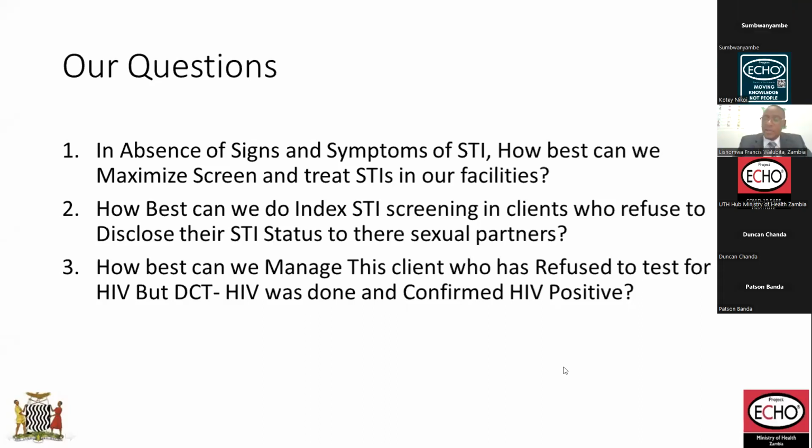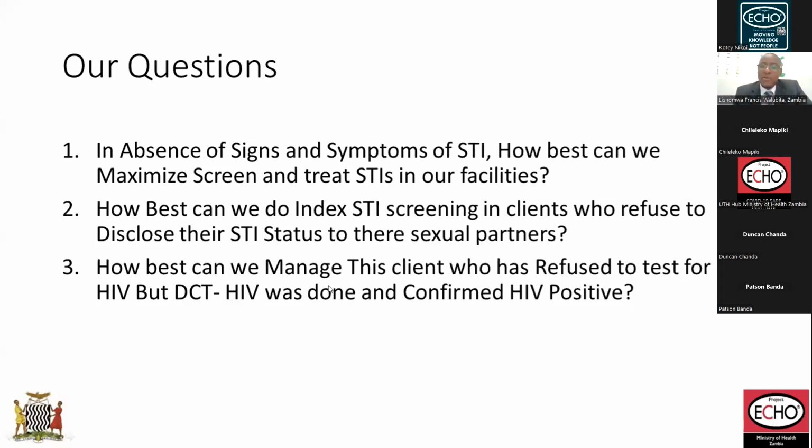Thank you very much for those questions. The client had refused to test for HIV. So what the clinician did, they collected the blood sample for full blood count, and at the same time, they conducted an HIV test in the lab. So that's where our number 3 question is coming from, to say how best can we manage this client who has refused to test for HIV, but through the DCT, the HIV was tested and then confirmed positive.